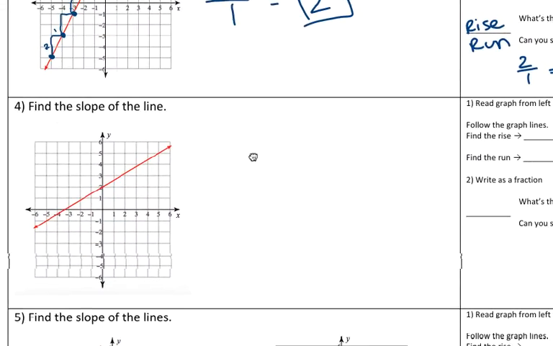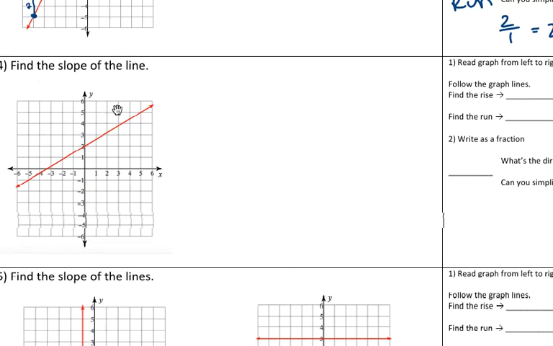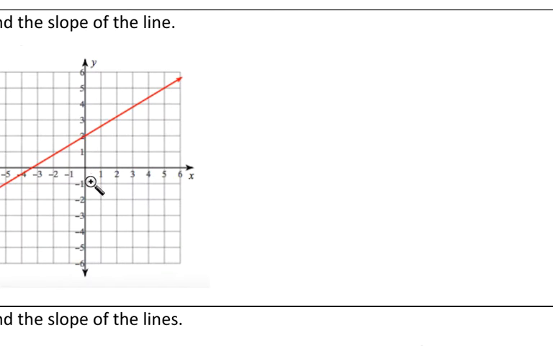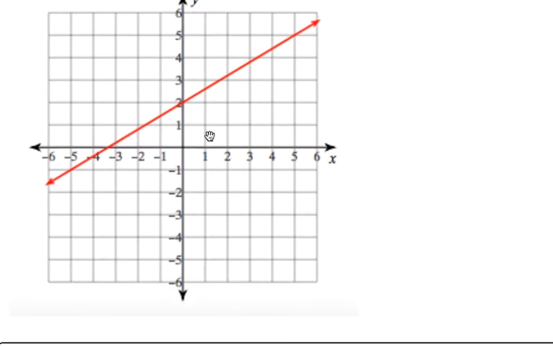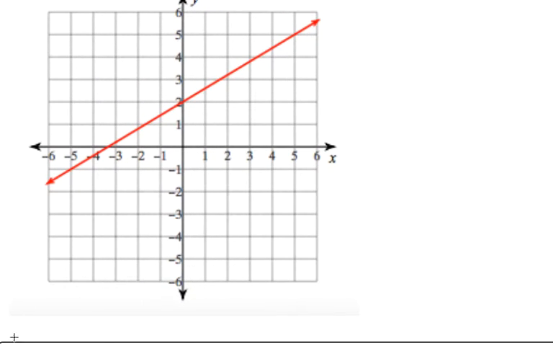Okay, number 4. First thing we have to do is decide where the points are. Okay, so as I follow this line, I see a point right here. And this one almost looks like a point, but doesn't quite go through. Okay, what about right here?